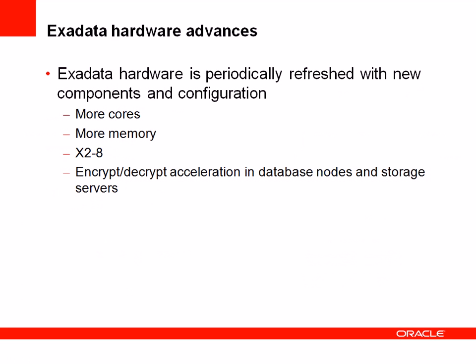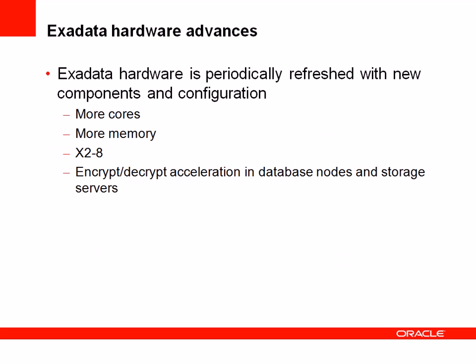We've also added more memory on the X28 configuration. We have 2 terabytes of memory on the 2 database servers, 1 terabyte per server. About 768 gigabytes of memory if you're going for the X22 configuration with the full rack.